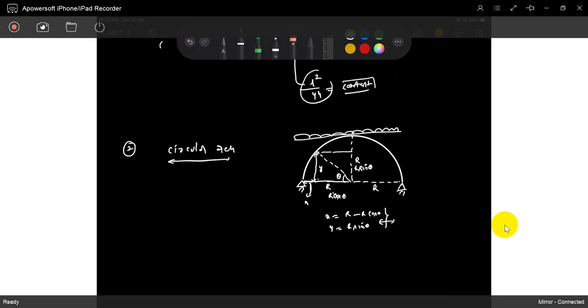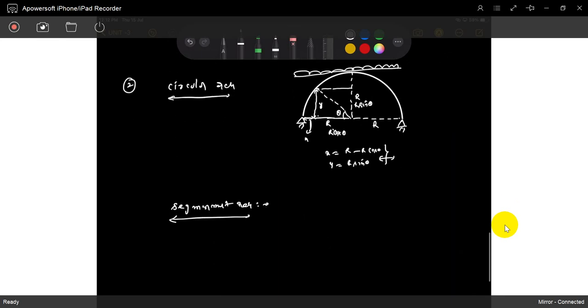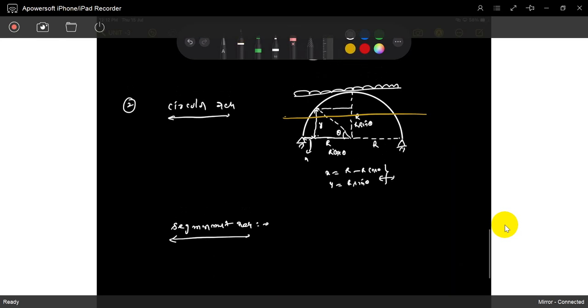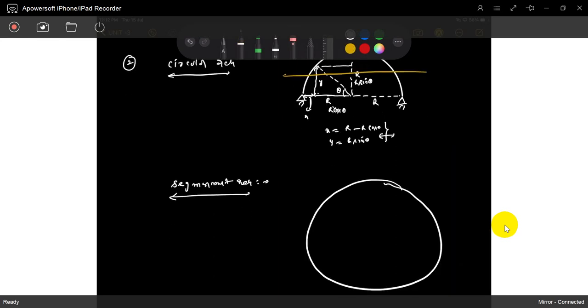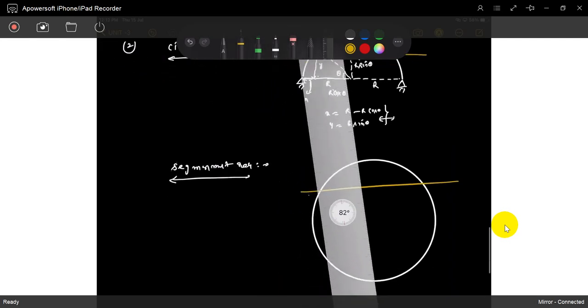But in circular arch, we also have the segmental arch. What is a segmental arch? Segmental arch means they won't provide a total half circle. They provide only some part. If it is a full circle, they have taken only a very small arch. It's not a half circle. Understood? It's not a half circle.